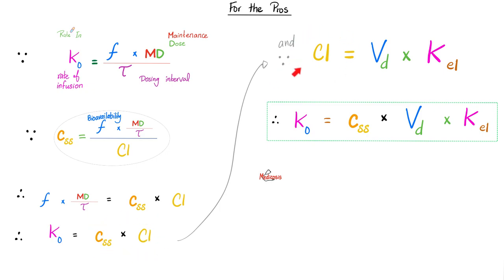And I already know that the total body clearance is volume of distribution times K elimination. Therefore, the rate of infusion equals steady state concentration times volume of distribution times K elimination. I just substituted this for the clearance.